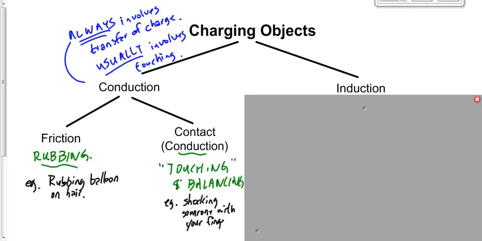You're not taking your finger and scratching their hand with it. You're taking your finger and going and either touching the finger with it or bringing it close enough where charges will jump, right? That's charging by conduction or contact.